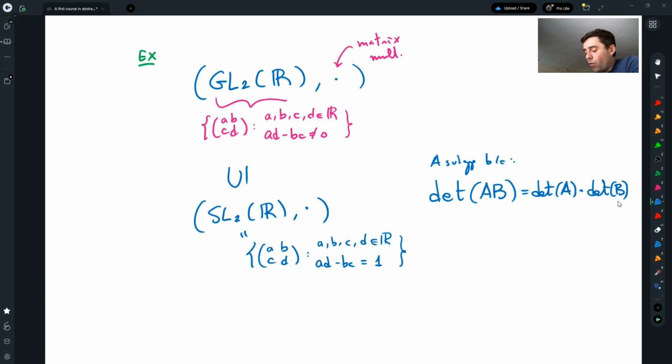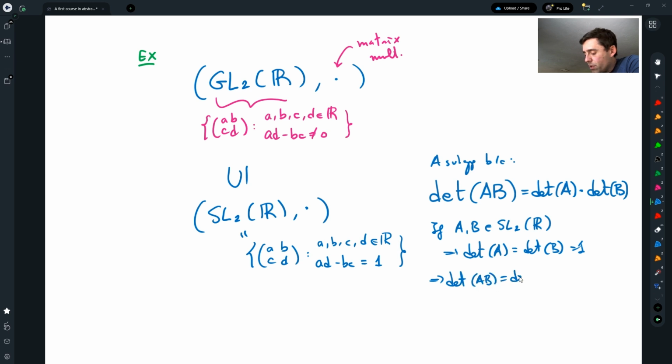And therefore, if A and B are in SL2, then their determinants are 1, and the determinant of AB will be the determinant of A times the determinant of B, which will be 1 times 1 equals 1.